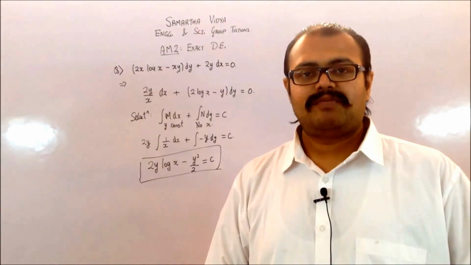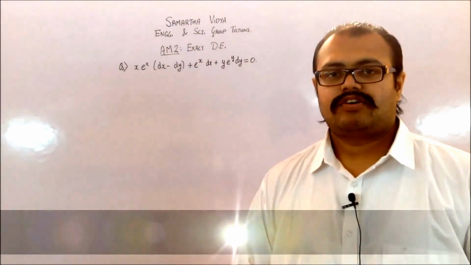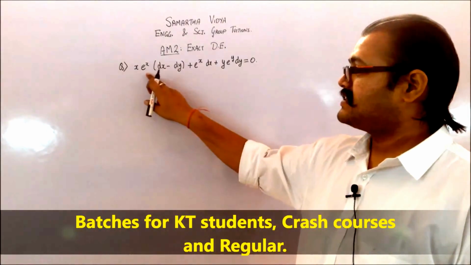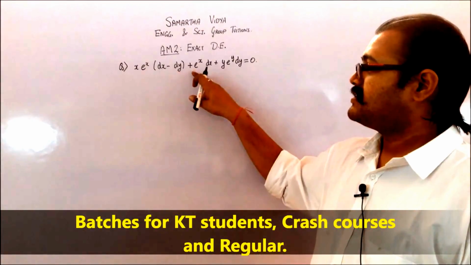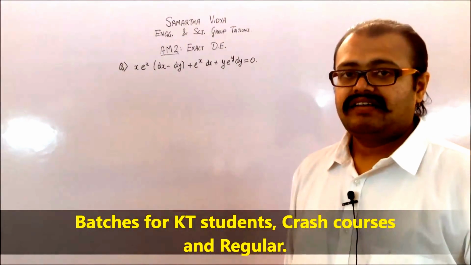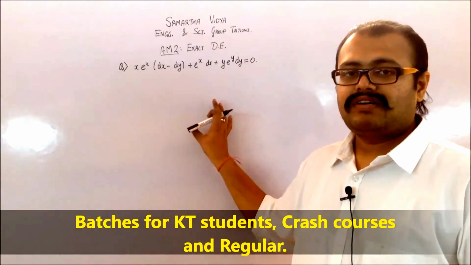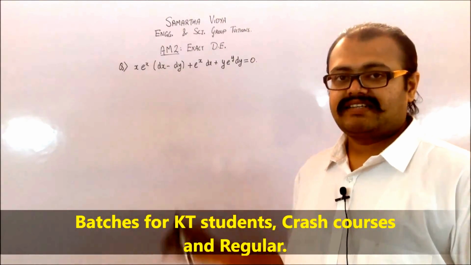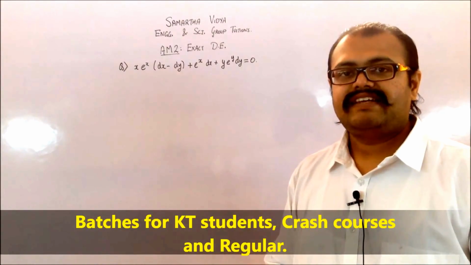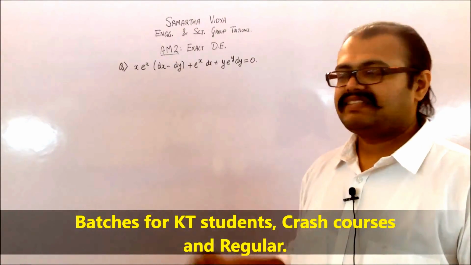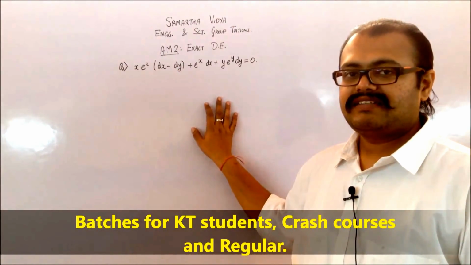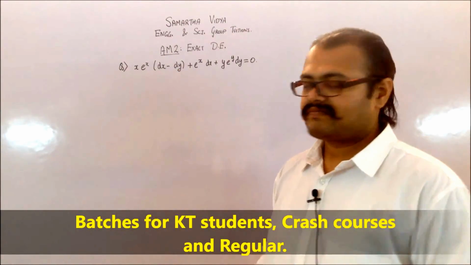So let us see one more problem. Now let us observe this particular question which is given to us. We have x e raised to x dx minus dy plus e raised to x dx plus y e raised to y dy. Now you can see that we do not have a precise equation, that is, it is not in the form of m dx plus n dy. So we need to put it in that form. So basically we'll be opening up this bracket, taking the dx terms together and the dy terms together.